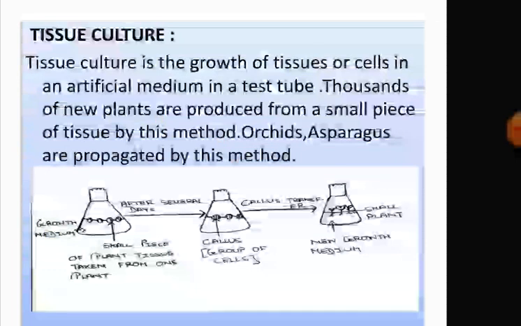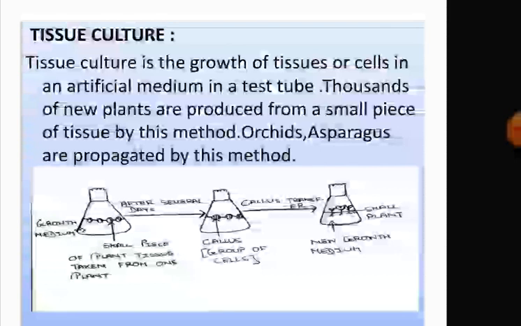Next, tissue culture, that comes under the artificial method. The previous one was the natural method. Vegetative propagation takes place by two processes: one is the natural method and another is the artificial method. Natural methods are from underground stem, from aerial stems, from leaves and from roots. These are all the natural methods. And the artificial method is the tissue culture method.